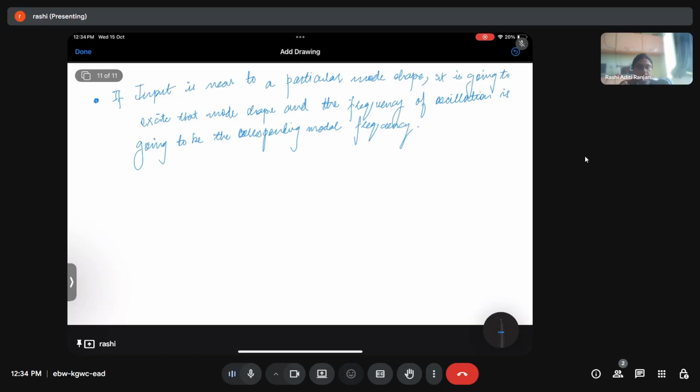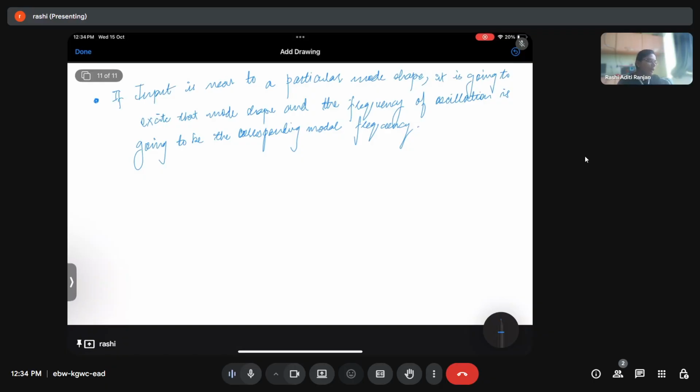When we talk about damped system, what do we have to do? We just have to avoid the modal frequencies. Forcing frequency, we should avoid the modal frequencies, as that is going to give us high amplitude oscillation. So we basically operate far away from the modal frequencies or the resonant frequencies. Okay, so this was for the multi-degree of freedom system.